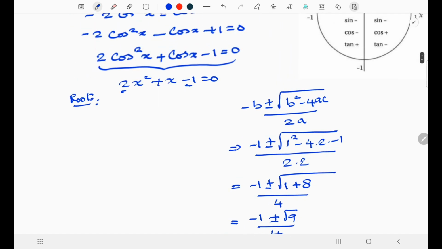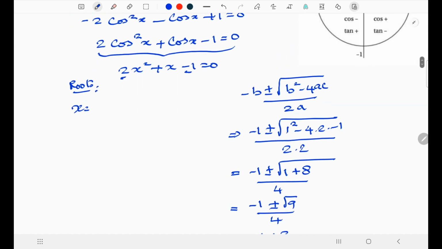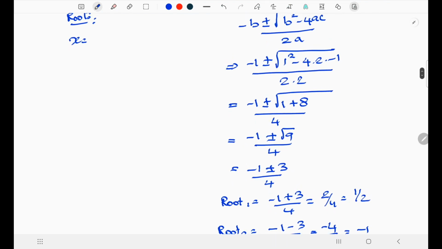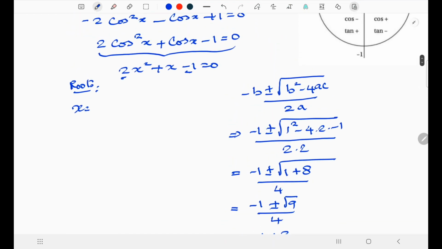So we have x equals, what is the x equals? 1 by 2 and minus 1. This is actually, what is this one? X here. Here x is a cos. So cos x equals 1 by 2 and cos x equals minus 1.